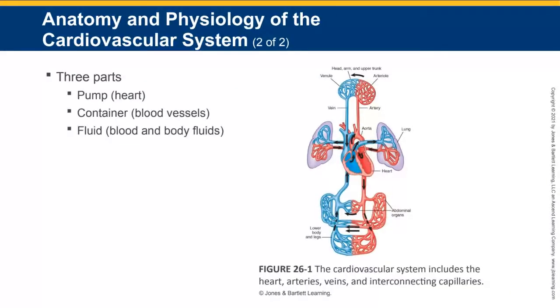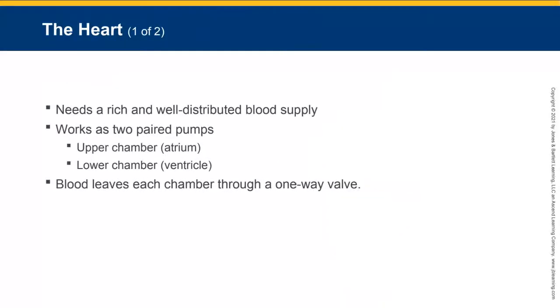There are three parts of the cardiovascular system. You have the pump, which is the heart, you have the container, which is the blood vessels, and you have the fluid, which is the blood and plasma. We will look at each component individually. The heart. The heart needs a rich and well-distributed blood supply.